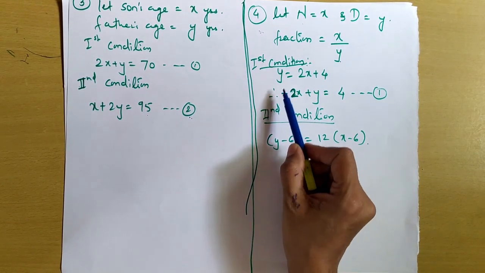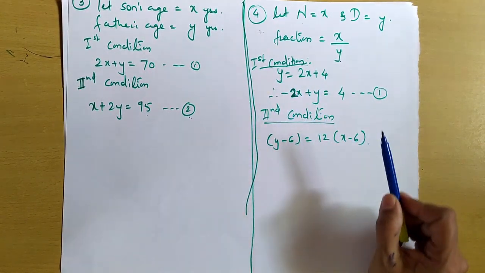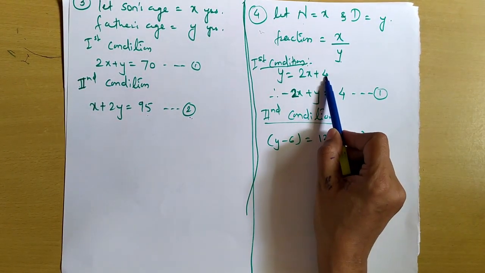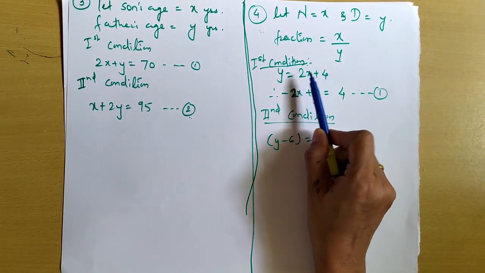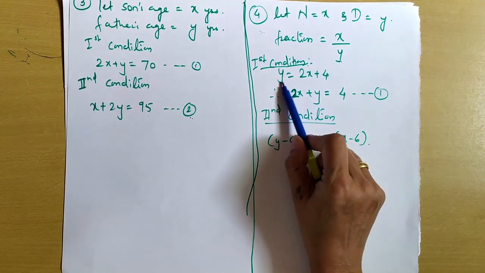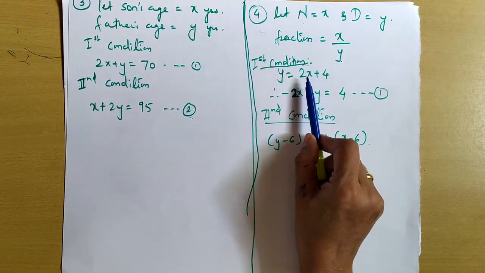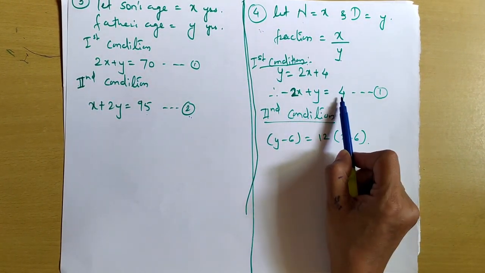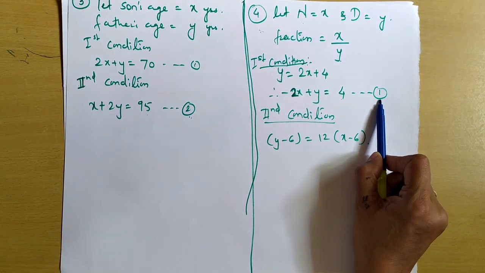Denominator of a fraction, so y is equal to 4 more than twice the numerator. 4 more means plus 4, and twice the numerator means 2x. Now arrange the terms in a standard way. Take 2x to LHS, you will get minus 2x plus y is equal to 4 as equation first.